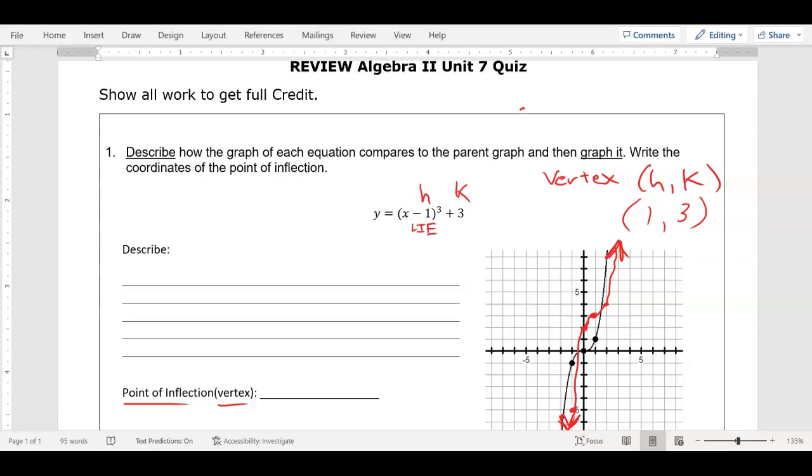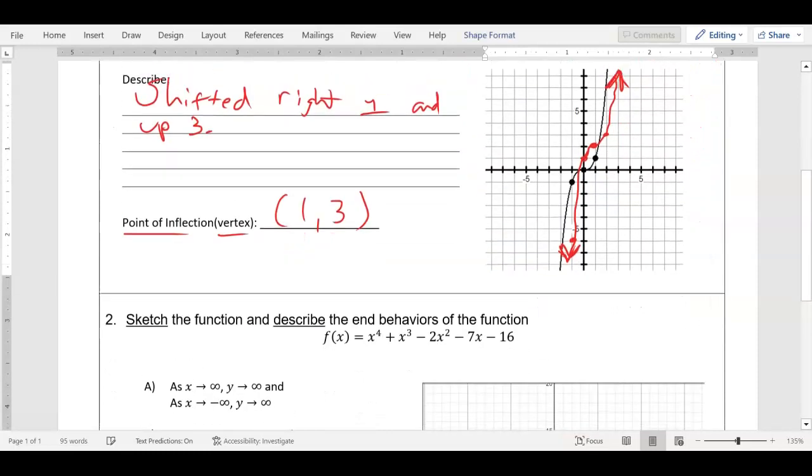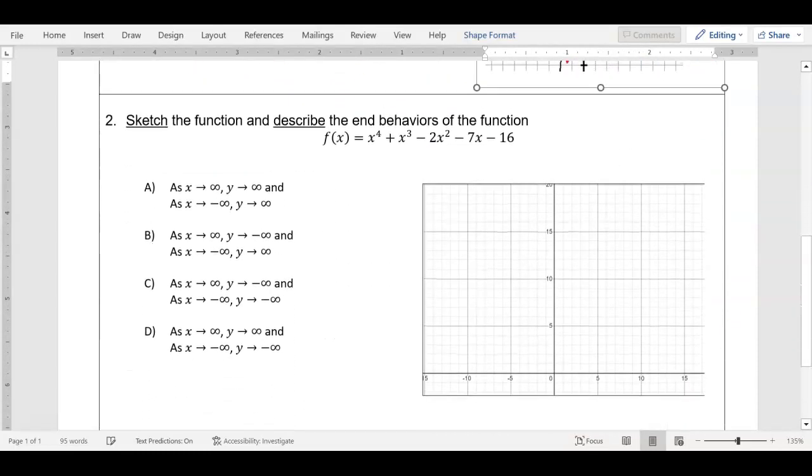Okay, but that point of inflection is at 1 comma 3. And how do I describe it? It's shifted right, not left, right 1, and up 3. Cool. Okay, and then we want to describe the end behavior of this. So let's go ahead and graph this first in our calculator.